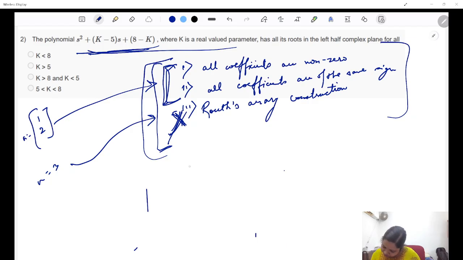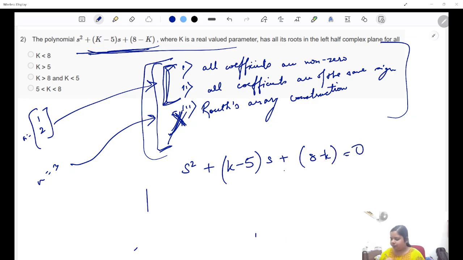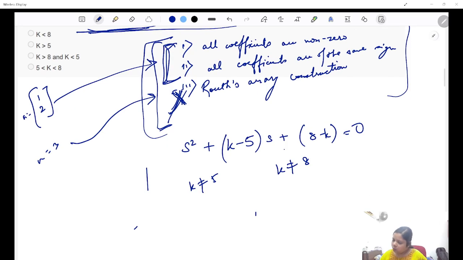Let's see. s square plus (k minus 5)s plus (8 minus k) is equal to 0. This is my equation. All the coefficients should be non-zero. That means k cannot be equal to 5, and k cannot be equal to 8. After this, all coefficients should be of the same sign. Now s square has coefficient 1, which is positive. That means for the other powers of s also, we need the coefficients to be positive.